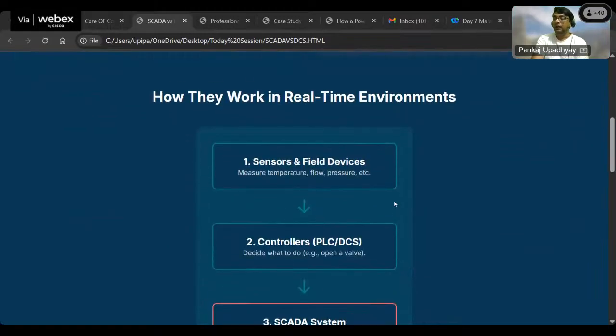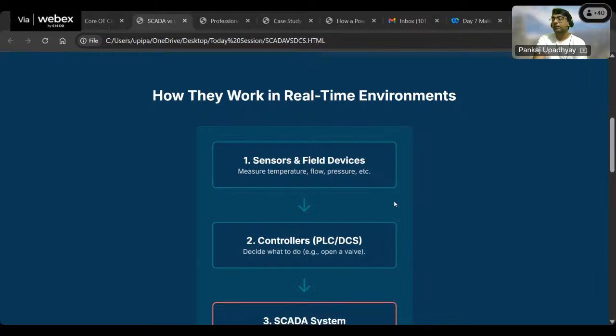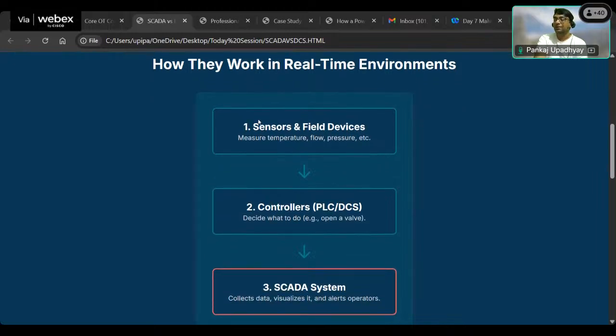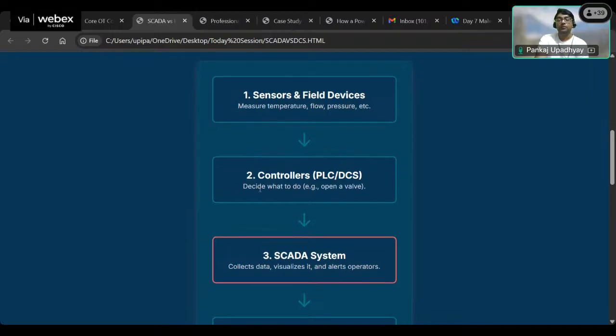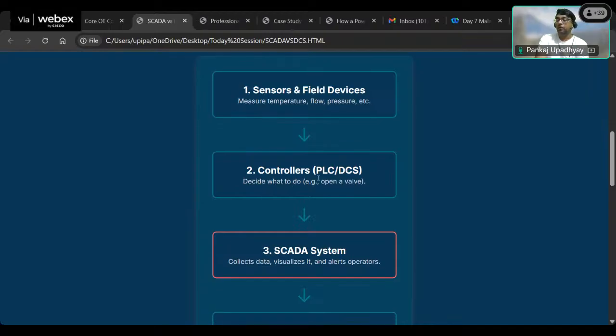Okay, so I'll just give you how it works in a real environment. We have sensors and field devices, physical devices which monitor and measure the temperature, flow, pressure, etc. We do have the controllers, the control system, which manage these physical devices. We can manage the temperature, the flows, and the pressure as well. So PLC and DCS come in there and decide what to do.